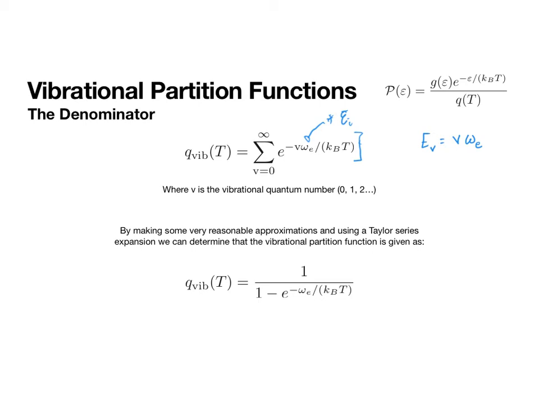So we have this infinite series going on, and I don't know about you, but sequences and series did not go the best. So we're going to skip that part of the math because it doesn't really matter for us. We just need to know what the end result is. And so we make some very reasonable approximations, and we use a Taylor series expansion. This allows us to create an expression for the vibrational partition function, which is given by this term. So this is the vibrational partition function.